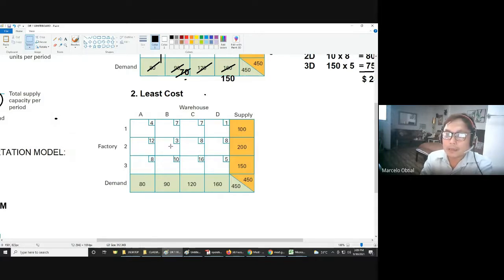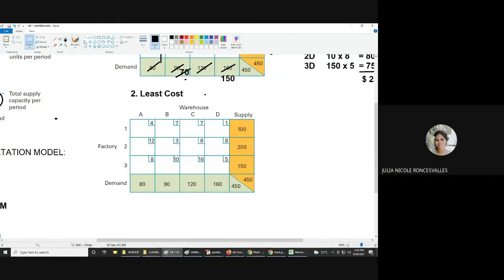Okay? Again, we are only initializing the tableau, no? Hindi pa tayo nagsusolve ng optimal solution. Pero kapag nag-optimal solution na tayo, kesyo ginamit niyo yung first method, the NWC, or least cost method, or VAM, at the end of the solution, pare-pareho yung answer natin. Okay? So let's start, no? Least cost, yung pinakamaliit. Choose the smallest cell cost, in this case 3.